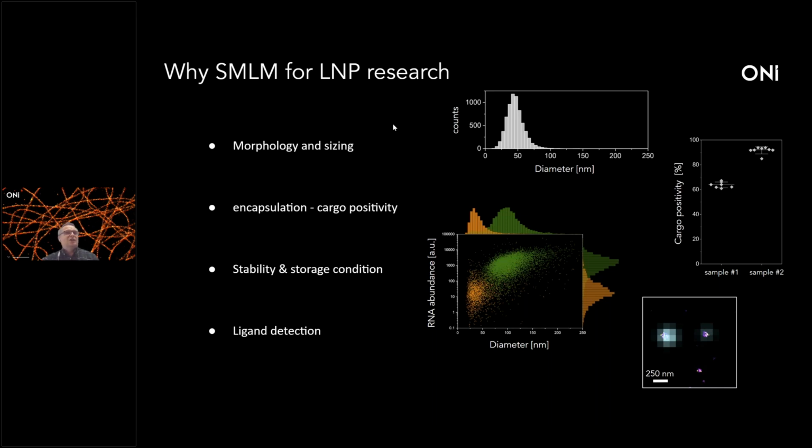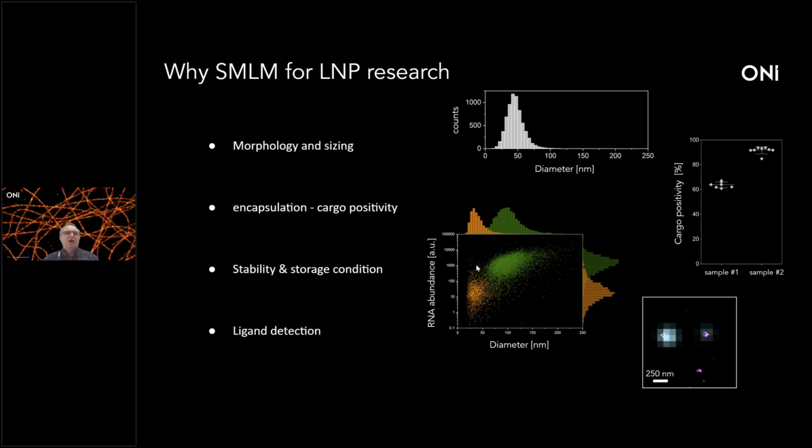Then you will get information about stability and storage condition. So if you are interested in whether your sample is stable at 10% sucrose or 15% sucrose, you can perform this experiment. And if you start to see that your LNPs are falling apart, you start to see a smaller peak around 30 nanometers, which could correspond to the micelle size, and they will be RNA negative.